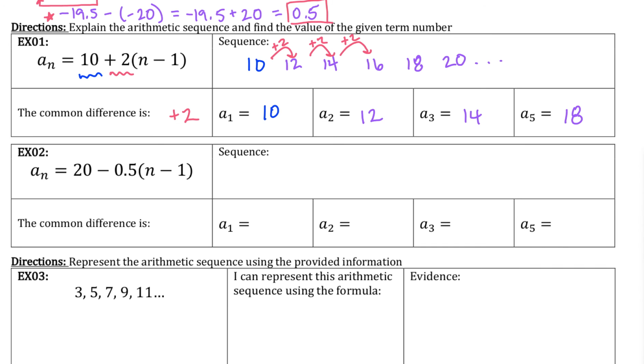So I'm actually going to do orange. This is our first term. This is our second term. This is our third term. This is our fourth term. This is fifth. This is sixth, right?